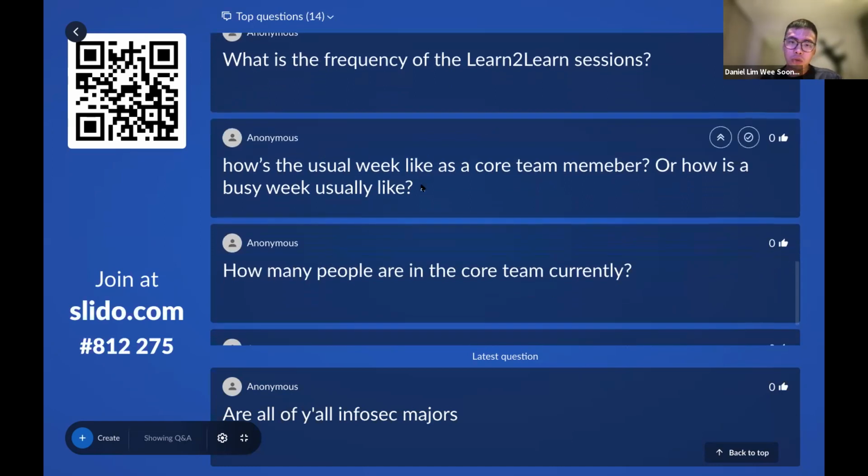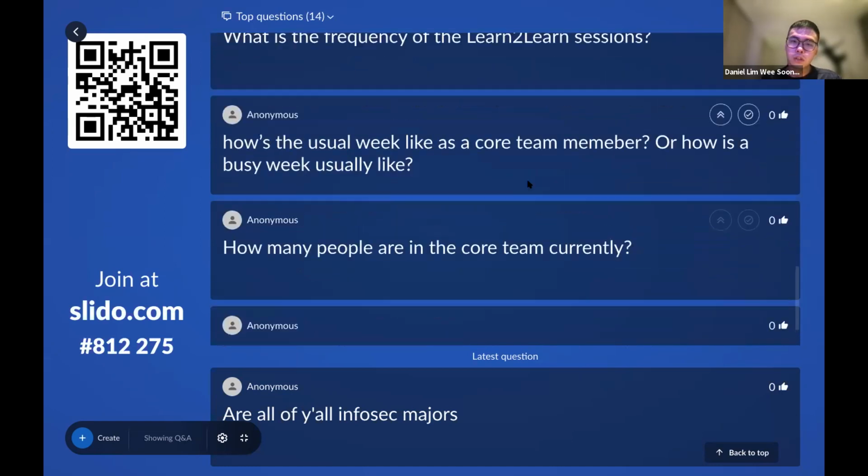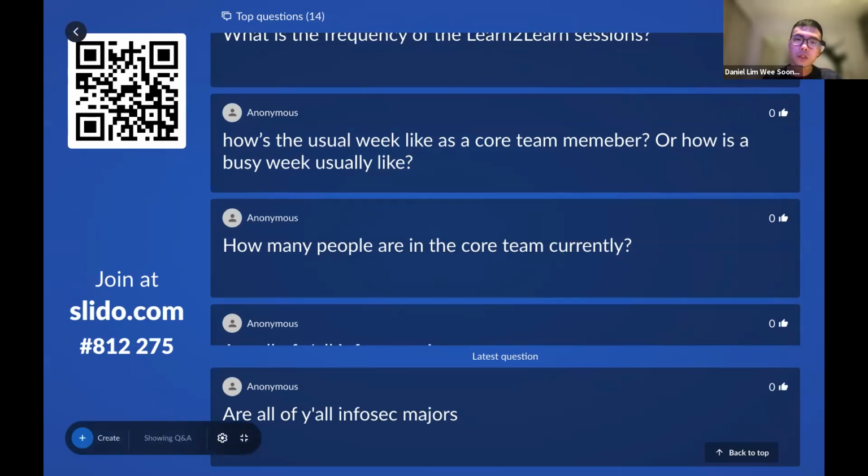So how's the usual week like for a core team member? Like I said just now, the commitment level might not be very high, but now it's very high because we are preparing for the CTF this weekend and there's a lot of things to sort out. So the busier weeks happen when we are organizing this. But I think after the CTF, it will be less hectic. We'll probably just be sorting out administrative stuff for Security Wednesdays.